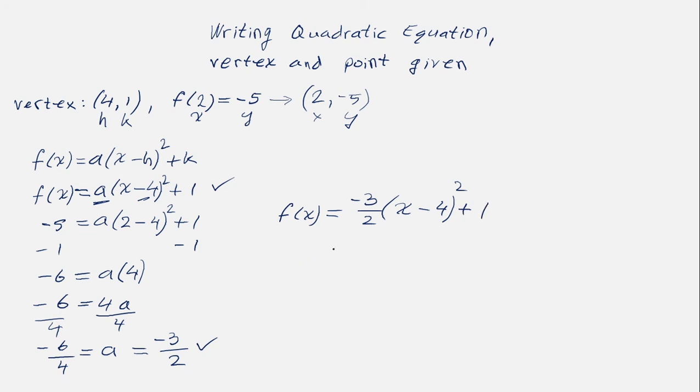There it is. We have a quadratic function that has a vertex (4, 1), and for which f(2) is equal to -5, which means the function will go through the point (2, -5).